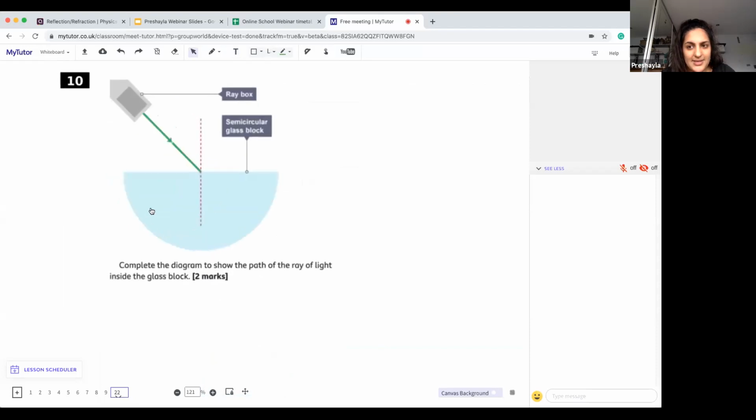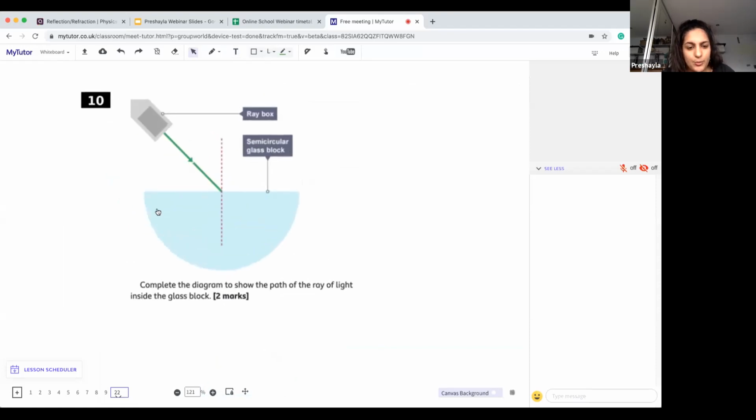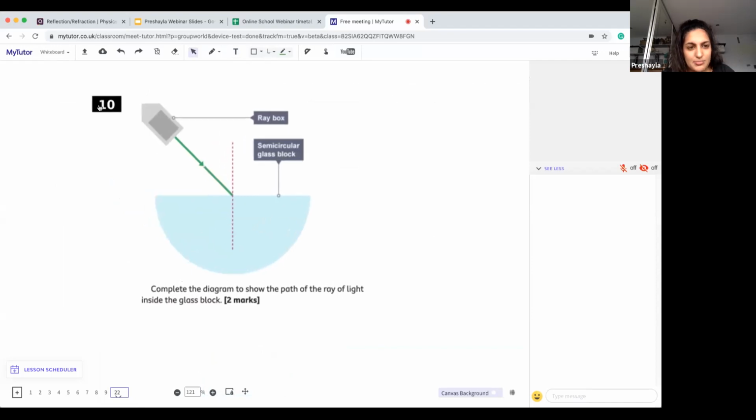Okay, let's do a few more and then we'll do our quiz as promised. So this one is: complete the diagram to show the path of the ray of light inside the glass block. So I know this is a semicircle, it doesn't matter. All that we actually care about is the boundary, which is a straight line, so we're good. On top we have our air material, and on the bottom we have glass, as we've been told.